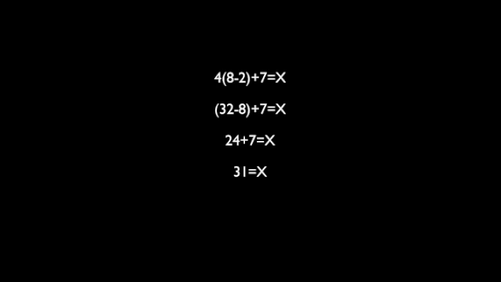Now, this problem is special in the way that it has a number multiplying parentheses with an equation inside of them. What you would do in this case is multiply the numbers inside of the parentheses separately, so that the problem would now read 32 minus 8 plus 7 equals x. Since we are using PEMDAS, now we would solve the equation inside of the parentheses. Our problem would read 24 plus 7 equals x, which is easily solved. 24 plus 7 equals 31, so 31 equals x.